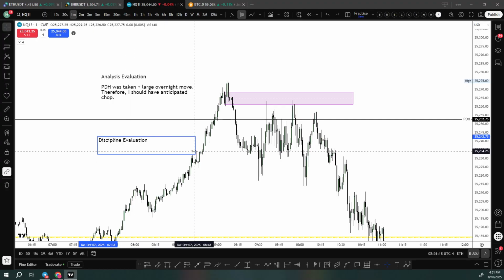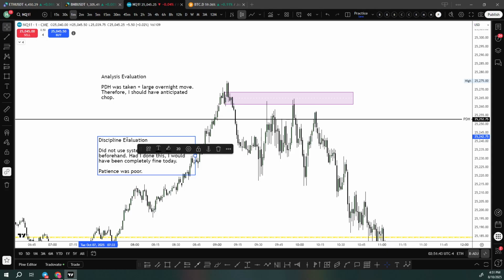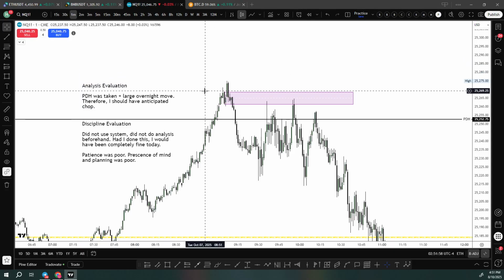I can already tell you this is going to be poor because of just going in and out. Did not use system, did not do analysis beforehand. Had I done this, I would have been completely fine today. Patience was poor. Presence of mind and planning was poor. Okay, so this is my evaluation.